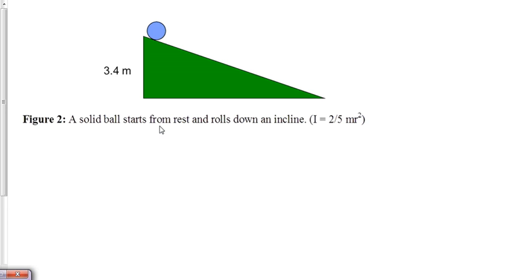A solid ball rolls down an incline and starts from rest. At this point, we are recognizing that a rolling object is occurring and not just sliding. So we will need to use the law of conservation of energy, but keep in mind our kinetic energy might be different than what we're used to seeing.